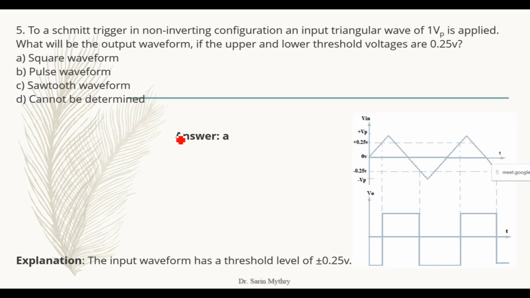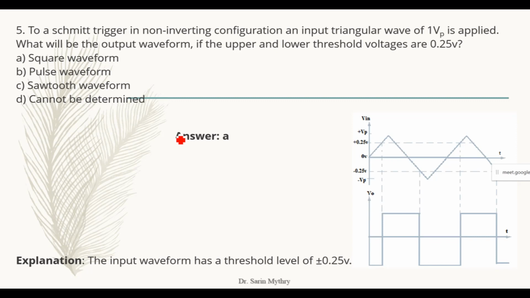What will be the output waveform if the upper and lower threshold voltages are 0.25 volts? It means upper threshold voltage is plus 0.25 and lower threshold voltage is minus 0.25. Some options have been given here: square waveform, pulse waveform, sawtooth waveform, and cannot be determined. So whenever you come across this kind of thing, this is a question which is mainly given to confuse the students.